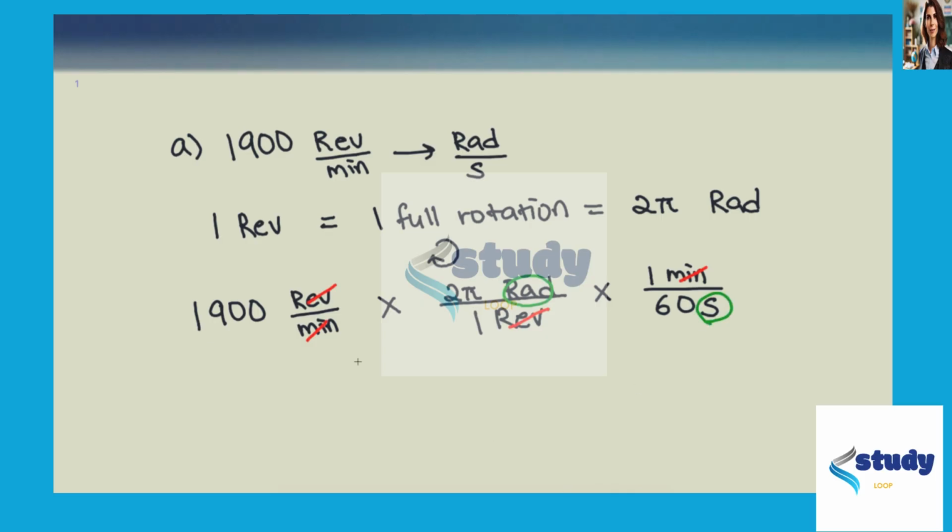So if you plug this into your calculator, you'll get a value around 198.968 radians per second, but since we have 2 significant figures for 1900 revolutions per minute, this is approximately equal to 200 radians per second. So that is our answer for part A.